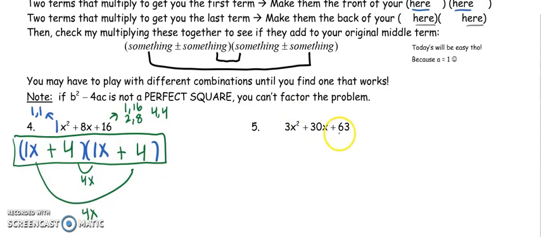So here, the biggest mistake people make is they don't pull out the GCF. So let's pull this 3 out of here first.